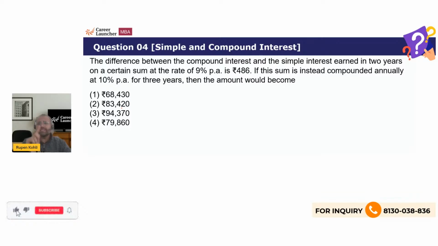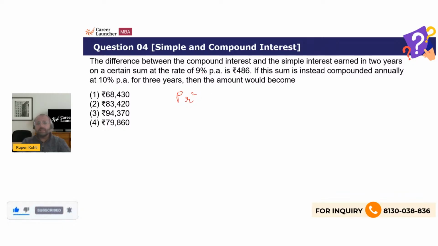The difference between CI and SI in 2 years is always a standard formula. It is P r square, where r is the rate of interest in fraction form. So if rate of interest is 20%, then small r I have written is 1 by 5. P is the principal. So this is the difference of CI and SI for 2 years. All of us should know this on our fingertips. It's a standard formula.